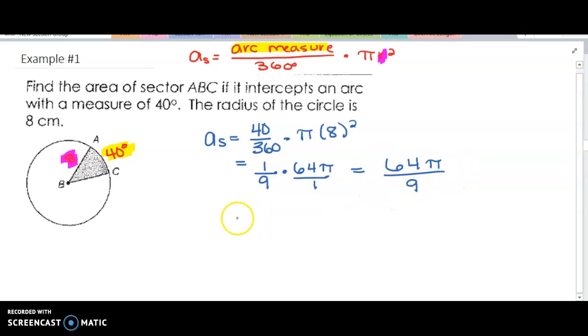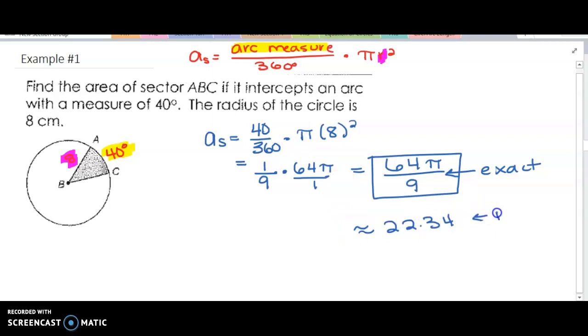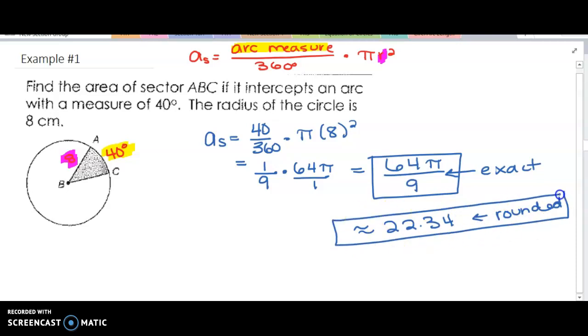Okay, so if I wanted an exact answer, this would be my exact answer. That doesn't simplify anymore. If I wanted a rounded answer, I'd put 64 pi over 9 in my calculator, and I would get roughly 22.34. That would be rounded. Okay, and don't be like me. Forget the labels. That would be centimeters squared, and that would be centimeters squared as well.